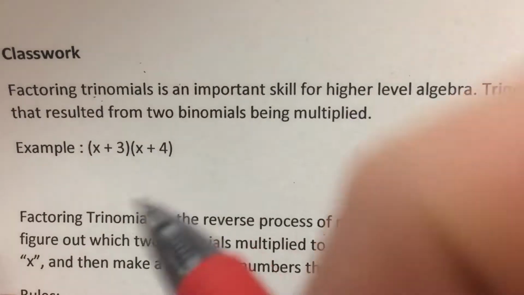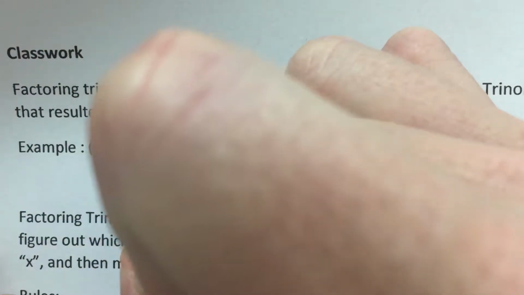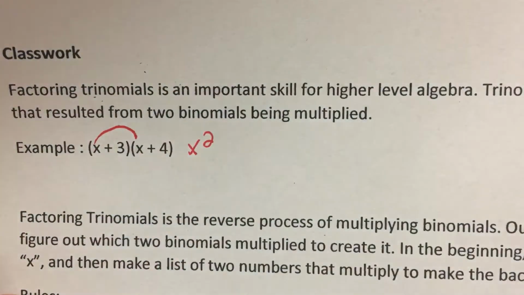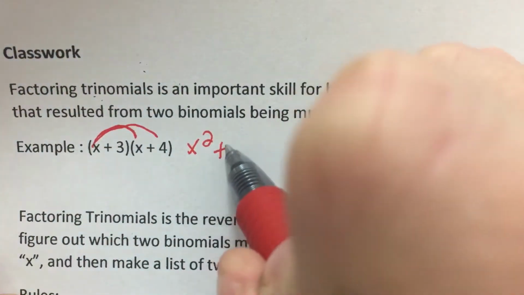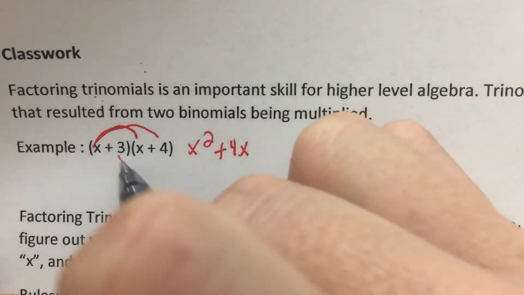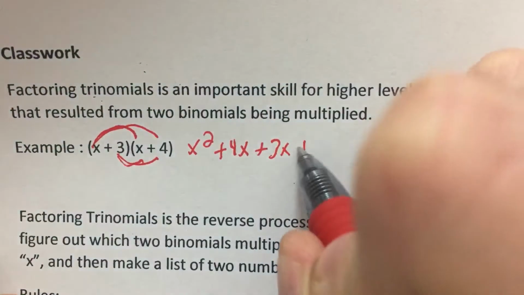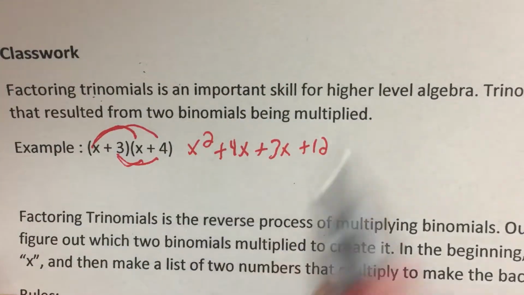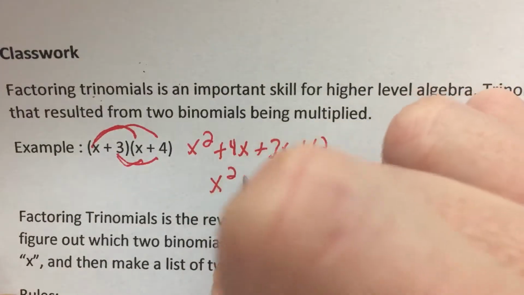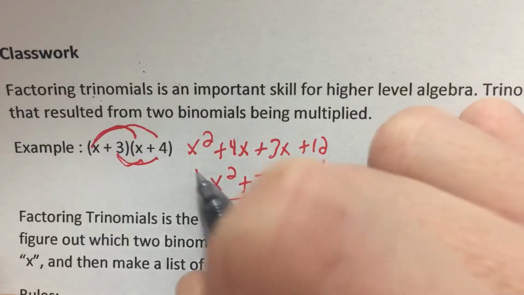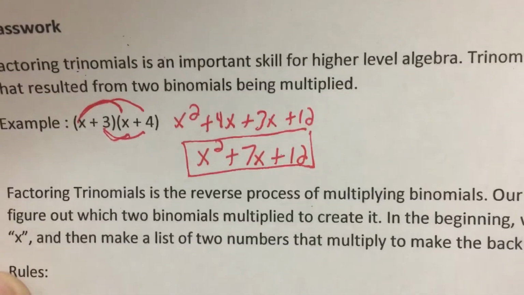So just as an example here, as a reminder, if we're multiplying two binomials, we would first multiply x times x, get x squared. X times 4 is 4x. 3 times x is 3x. 3 times 4 is 12. The 4x and the 3x combine in the middle to make 7x, so you get x squared plus 7x plus 12. So we're going to be attempting to do the reverse of that.